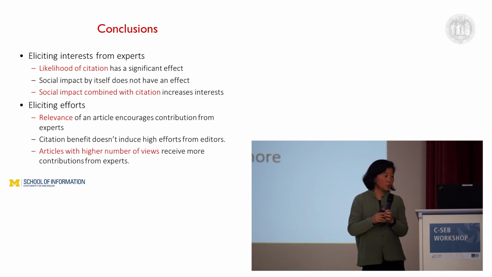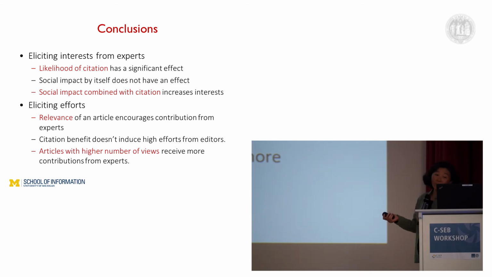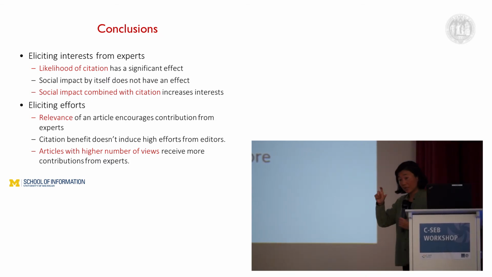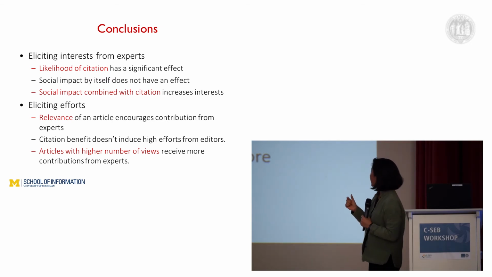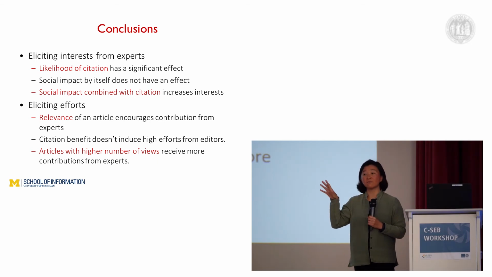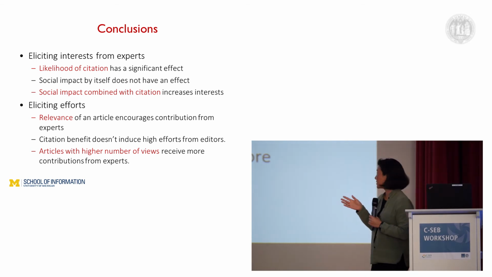Okay, so I'm going to conclude. When we elicit interest from the experts, we show that the likelihood of citation has a significant effect, and social impact, which is the high view condition, by itself does not have an effect. But social impact combined with citation has the highest point of interest, which reaches 50%. So that's why the original title is called the social impact multiplier. You have to multiply it with the private interest or the private impact.